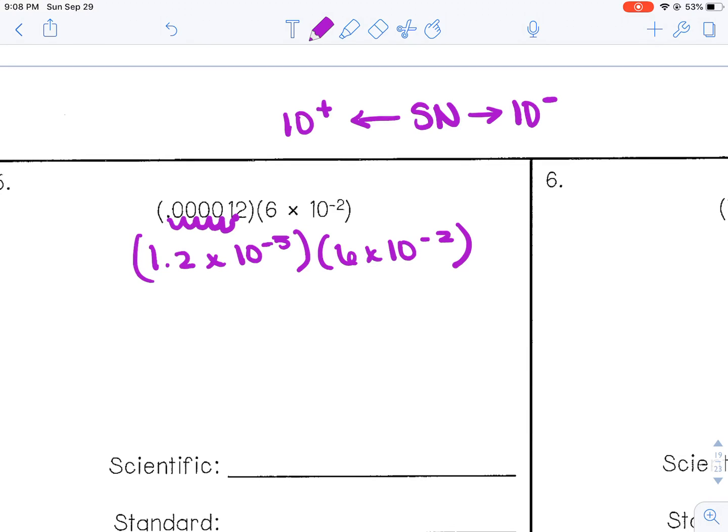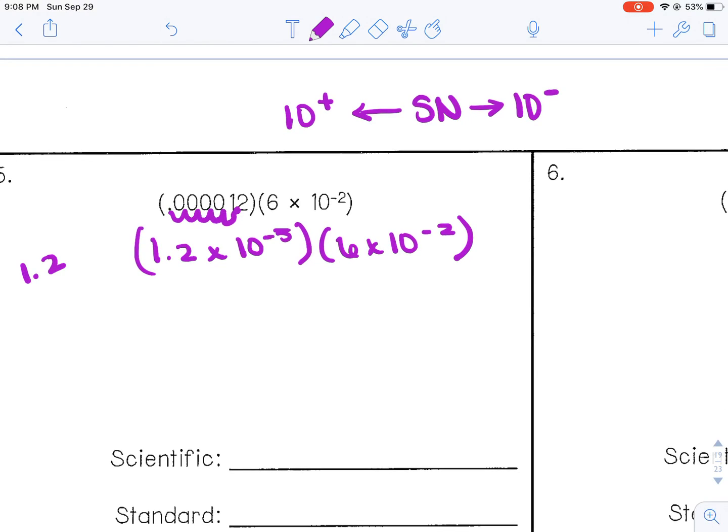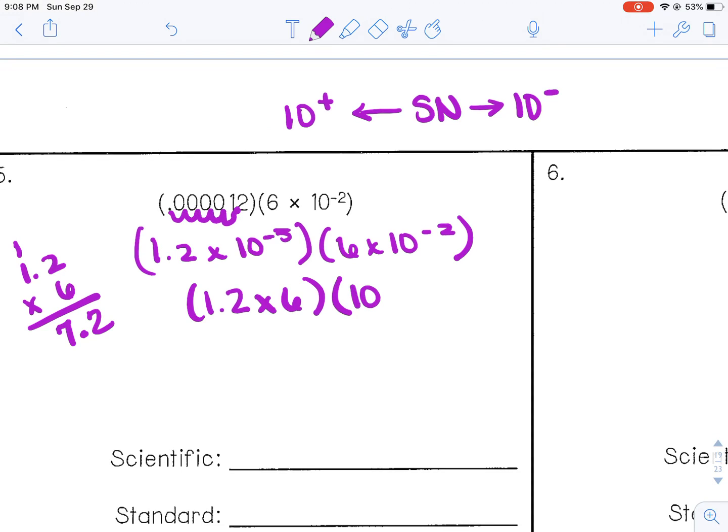Okay, so when I multiply those, 1.2 times 6, 6 times 2 is 12, 6, 7, that is going to give me 7.2. Okay, so I'm going to group the first numbers together, group the base of 10 together, and I can just put that in scientific notation. That is 7.2 times 10 to the negative 7, because negative 5 plus a negative 2 is a negative 7.